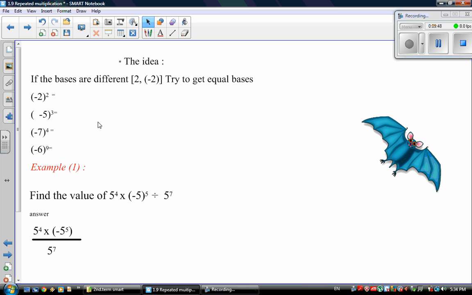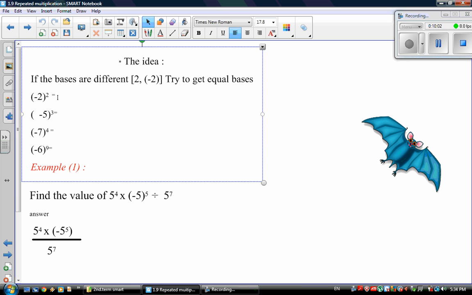Okay, notice that we have an idea. If the bases are different, like 2 and negative 2, try to get equal bases. So you know that negative 2 to the power 2 can be written like this: keep the negative sign, open a bracket, write 2, close it. You can write the power outside the bracket like so.